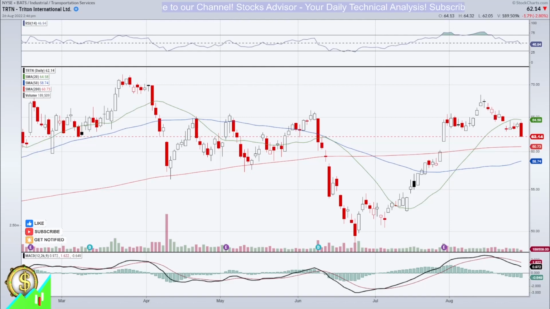Today we'll talk about Triton International Limited, ticker name TRTN, traded at the New York Stock Exchange. Currently we are still at the end of the trading session, but the price is now 62.10, might be going lower with some small volatility.